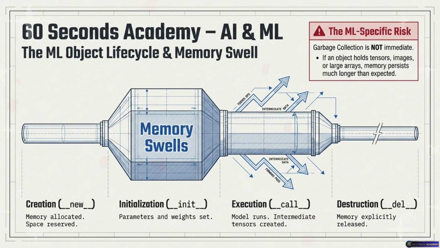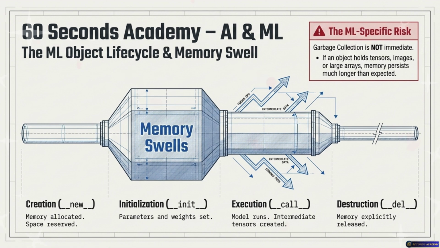Right. Next is execution, handled by the call method. This is where the model runs its mathematical operations and processes your data. Okay. And finally, you have destruction, which is handled by del. This is where the memory is explicitly released back to the operating system. But looking at the source material, here is where it gets really dangerous. There's a massive ML-specific risk regarding that final step, destruction.